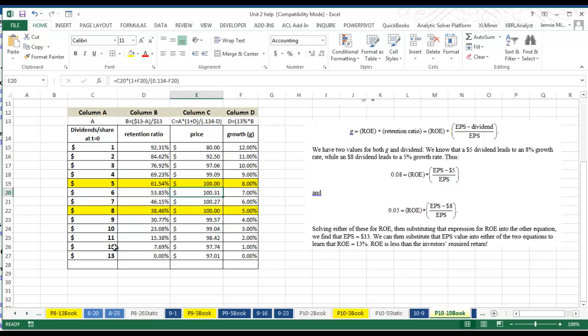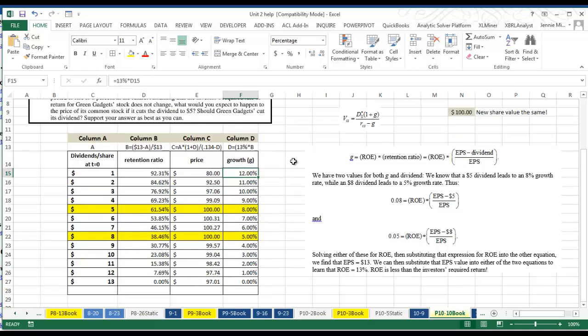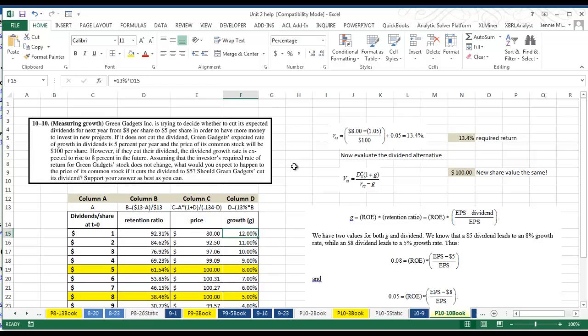And as you can see, we get down to the point where you don't get any bang for your buck, so to speak. So essentially, this will give you an idea how you would build something like that, to look at measuring growth and the impact that it's going to have on both our dividends and our share price.